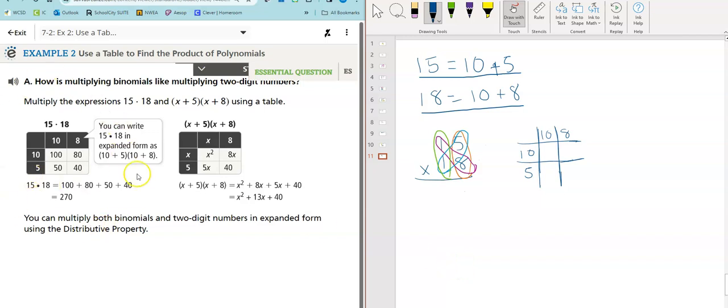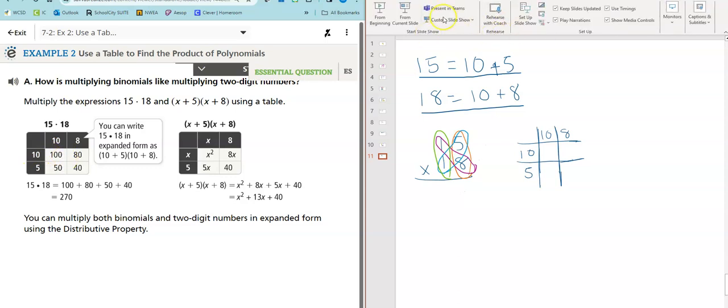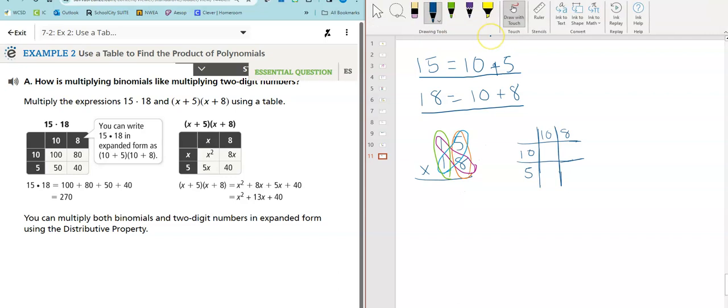Another way to do this would be to make a table like the one shown here, or the one I kind of started over here. If I separate my information into expanded form, and they show you that here, and I do 10 and 8 times 10 and 5, you can see they're multiplying their 10's together to get 100. So I'm going to do that over here on my little guy. Oops. 10 times 10 is 100.